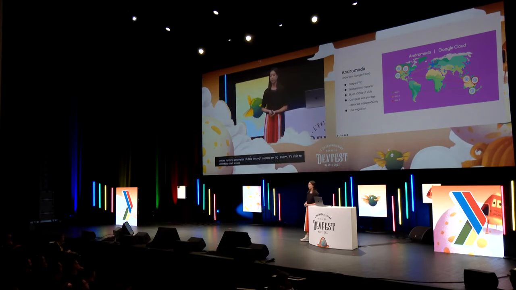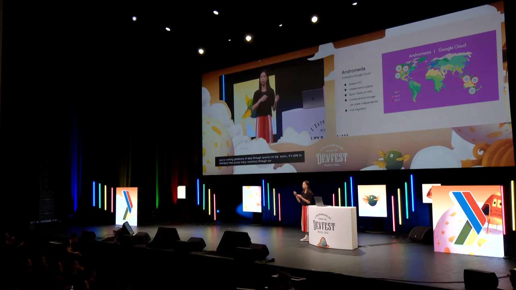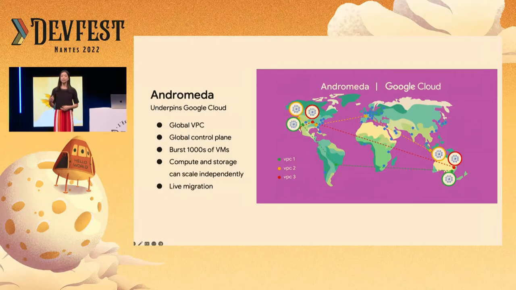So what you're getting is microservices that are talking to each other over Andromeda. You're able to essentially scale compute and storage separately from one another and do a lot of things like live migrations, where you're able to perform updates on virtual machines without needing to reconfigure the VM or tear it down and spin it back up again, so you can maintain state.